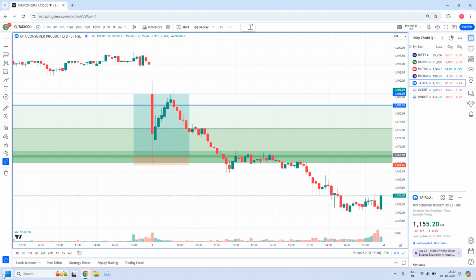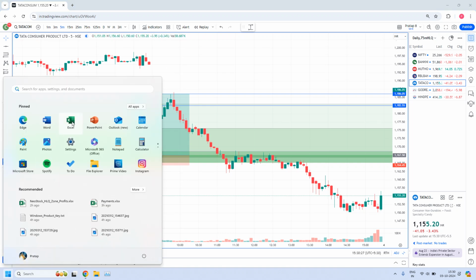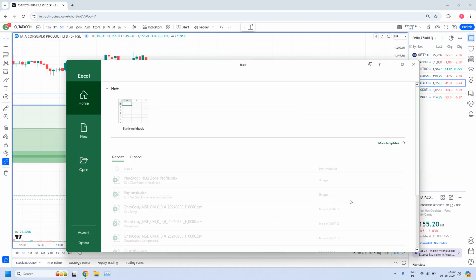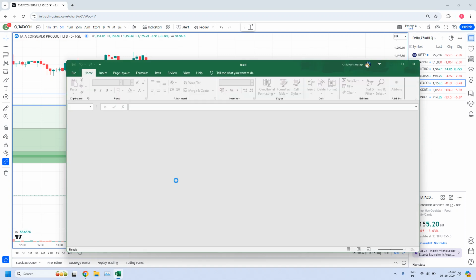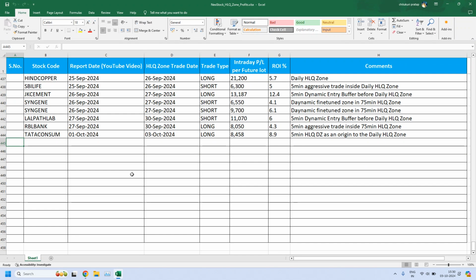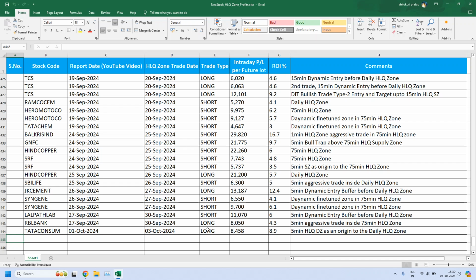And how much profit has it given? It has given a very good return. Tata Communication has given a profit of ₹8,458 based on one futures margin cost, which is 8.9% ROA, close to 9% ROA. And the futures cost is also very low, only 84,000 rupees. The cost of one futures lot is around 84,500 something.